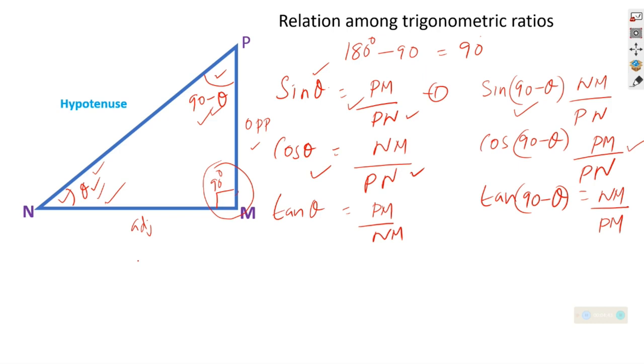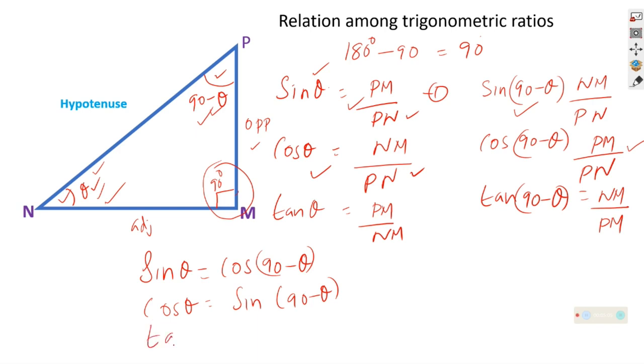We can simply rewrite in such a way that sin theta is equal to cos of 90 minus theta in this case, correct, and cos theta is equal to sin of 90 minus theta. This also we observed, and as these are inverses, if we simply write tan theta into tan of 90 minus theta, so what will happen? It will be multiplying Pm upon Nm into Nm upon Pm, and the answer will become 1.